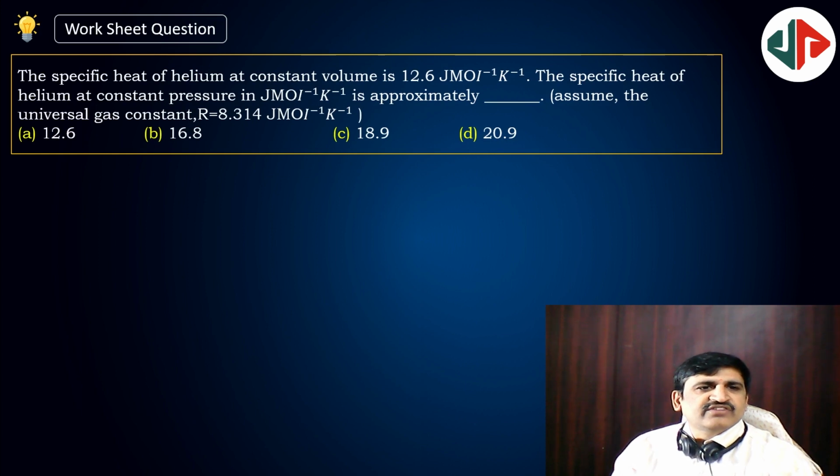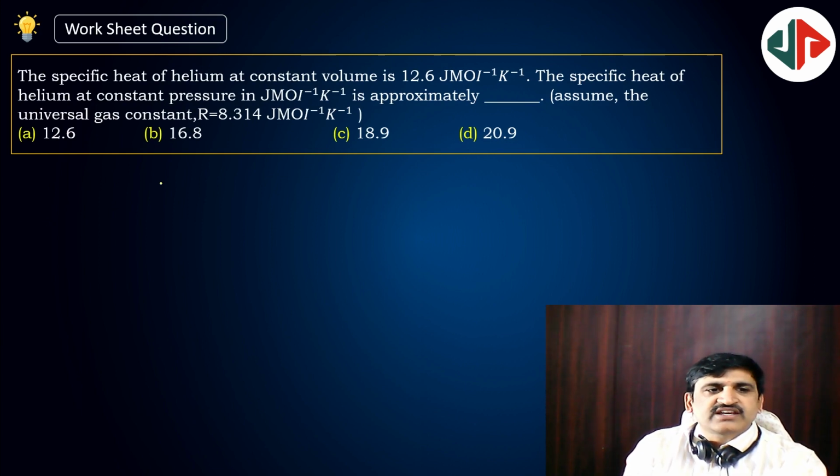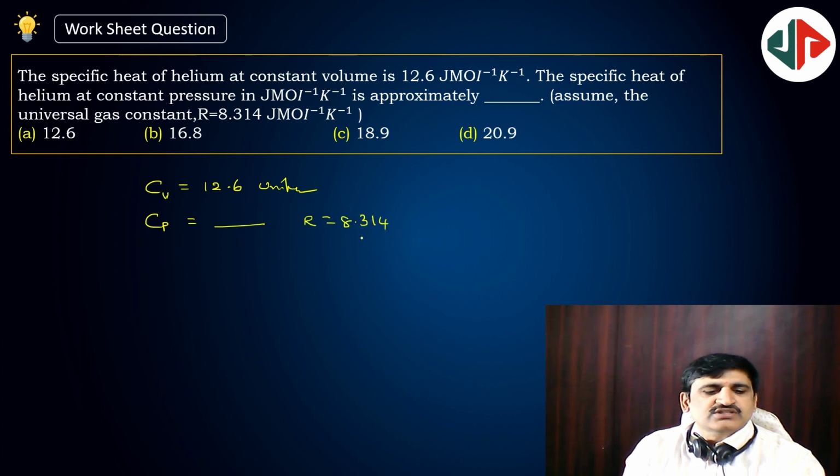the specific heat of helium at constant volume is Cv equal to 12.6 units. The specific heat at constant pressure is approximately what, in these units? And R is equal to 8.314. So what is the relation between Cp, Cv and R in moles? Cp minus Cv is equal to R, and he is asking Cp, that is equal to Cv plus R.